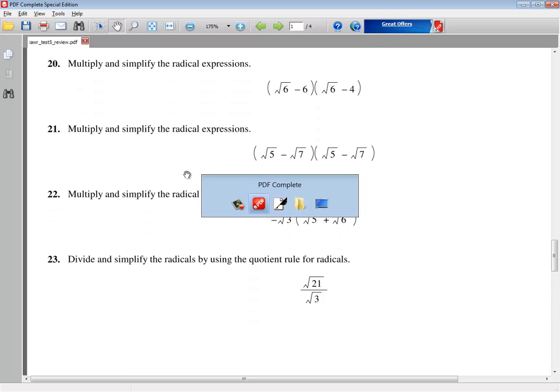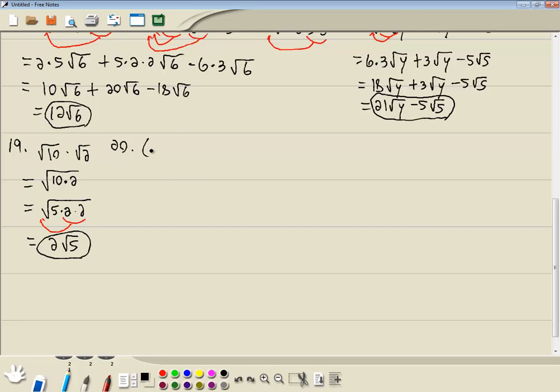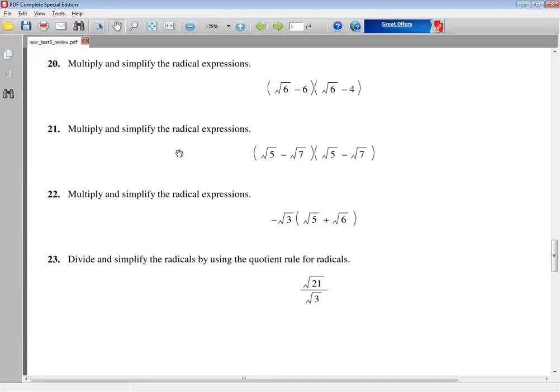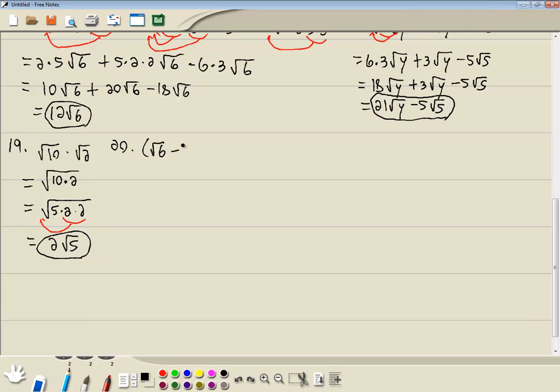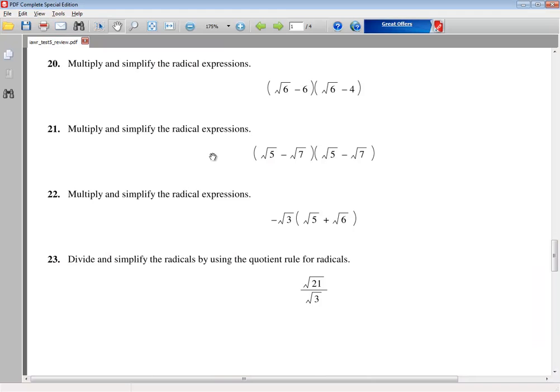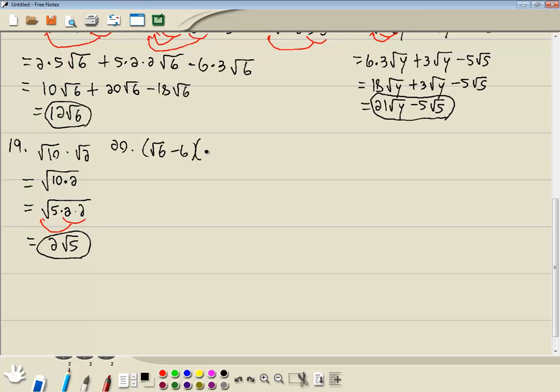Number 20. We got square root of 6 minus 6 and square root of 6 minus 4. Well, we're going to multiply these together. FOIL, if you like that technique. So we'll take square root of 6 here, times square root of 6 over here, and times the negative 4. And then we'll take the negative 6 times square root of 6, and times the negative 4.